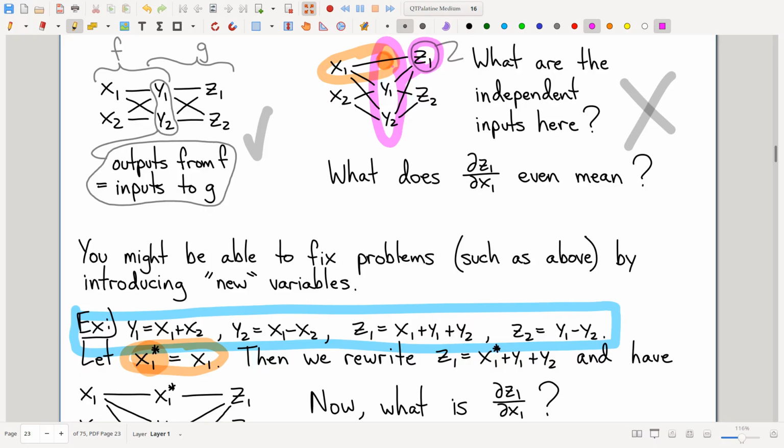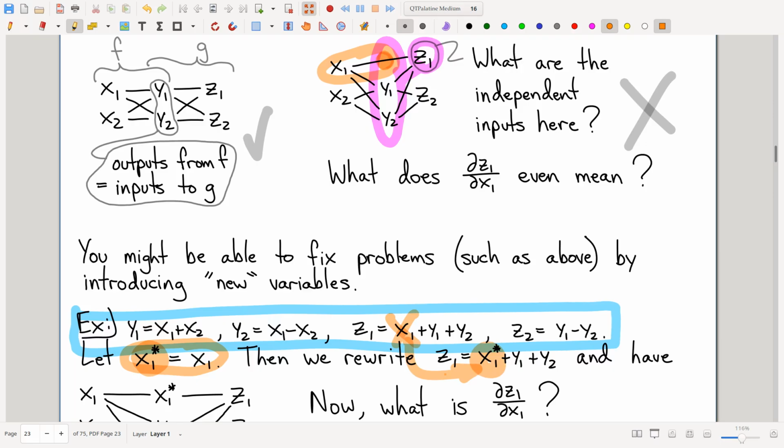Now, it's a little bit concerning. It's like, well, wait a minute. Everywhere I see an x1, I'm going to put an x1 star. That's a different variable. But wait a minute. That new variable, x1 star, is x1. So nothing happens, really. This is perfectly legal. I'm just, again, going to replace the x1 with x1 star.